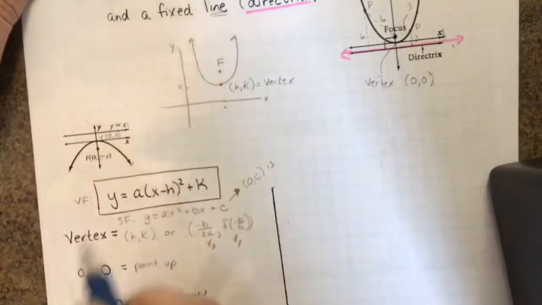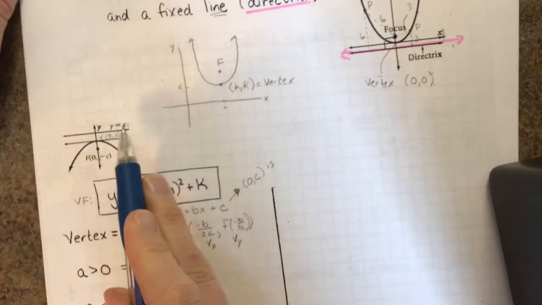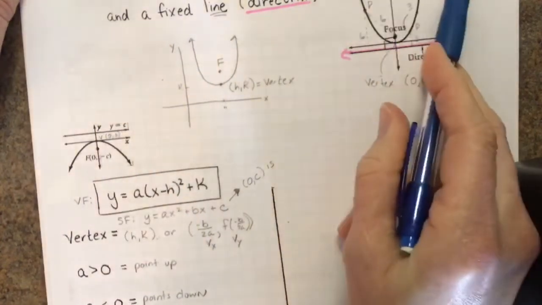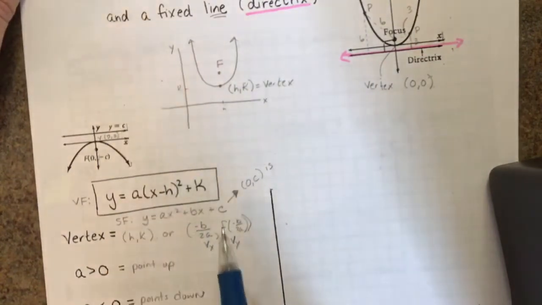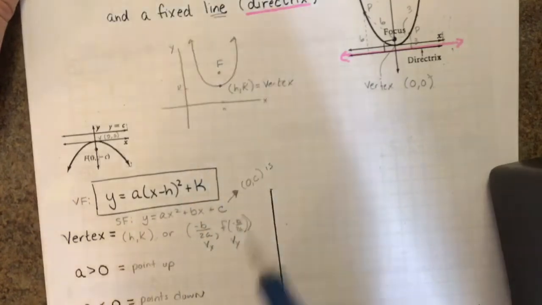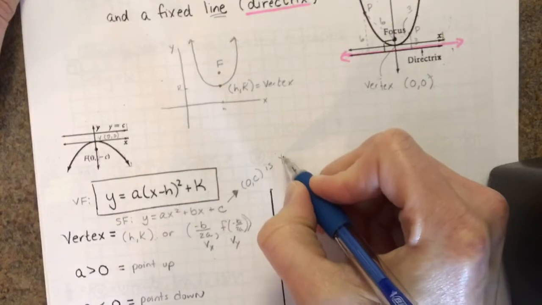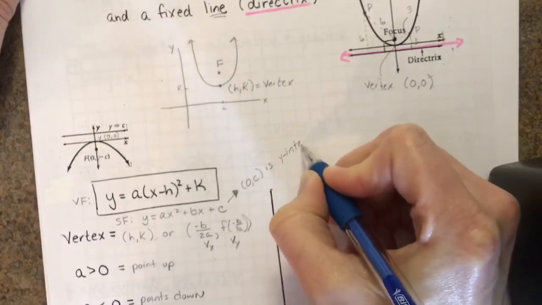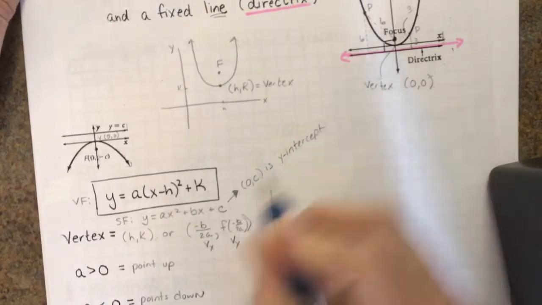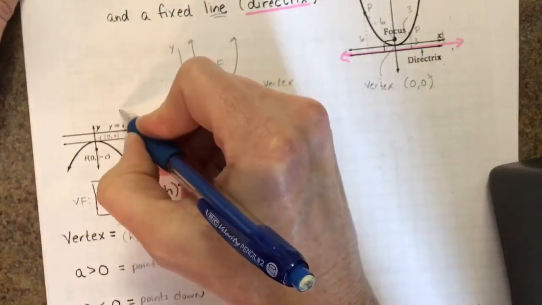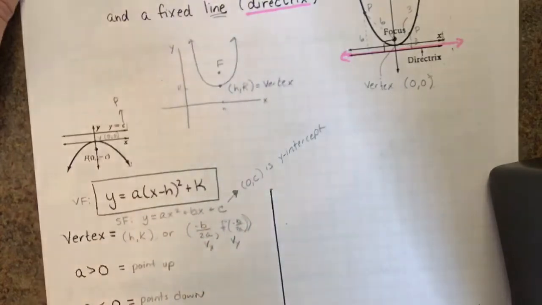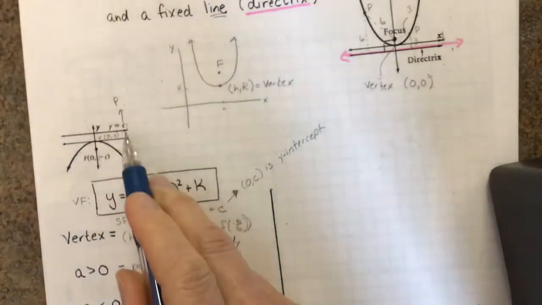Okay. There's going to be a new letter associated with both the focus and the directrix, and that is a c. Okay. Now, I don't want you to confuse it with this c. This c in standard form is, hopefully you remember, the y-intercept. Okay. 0, c. This c is something totally different. And actually, a lot of math books call it a p instead. But yours calls it a c, so I'm going with c. All right.